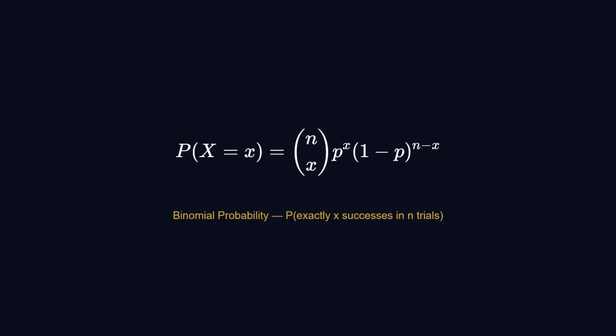The expected number of successes is n times p. The variance is n times p times (1 minus p). Standard deviation is the square root of variance.